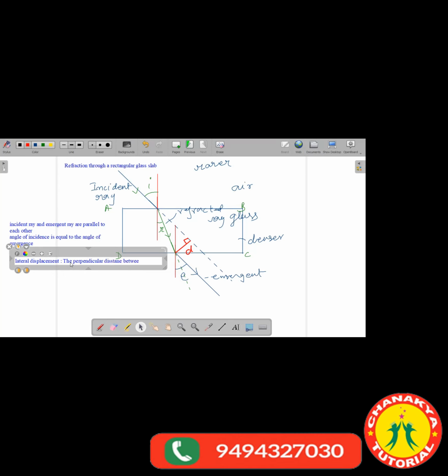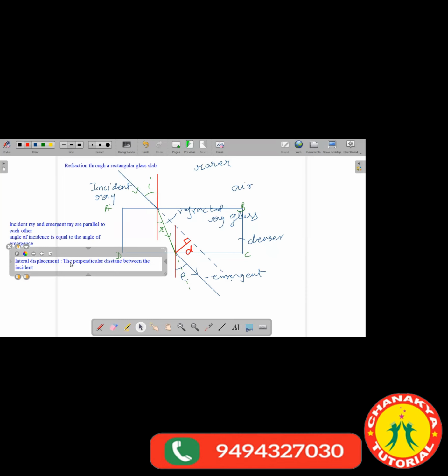Are you people making a note of it? Have you drawn the diagram? Please draw the diagram. The diagram is very important. You should have your hands on the diagram.